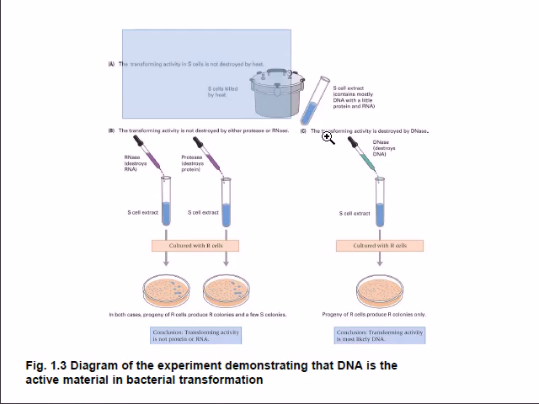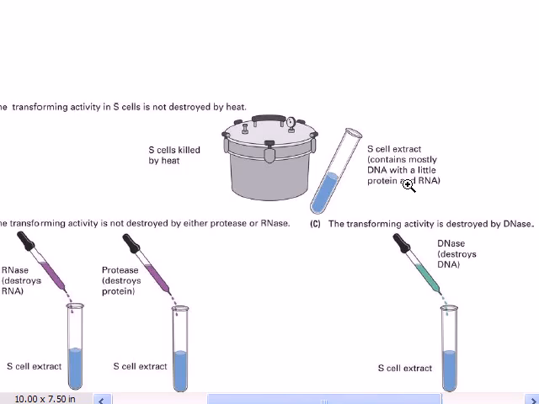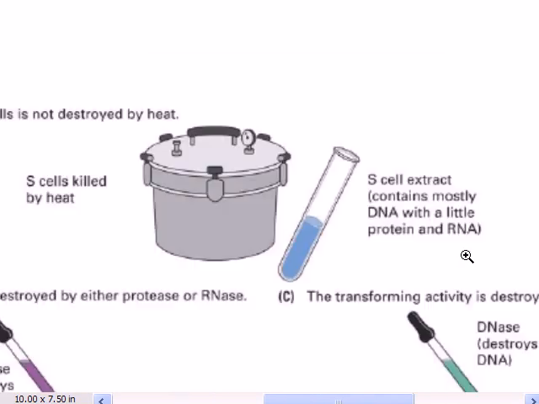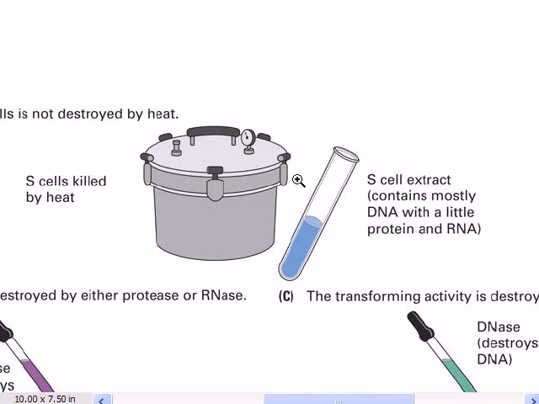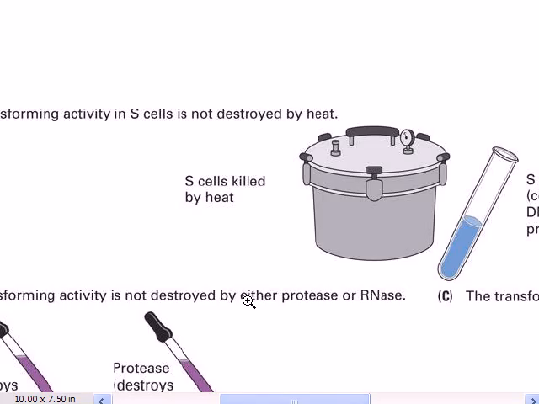There were some more experiments that were done, and this is the experiment that ultimately proved that it was DNA that was the transforming substance. The idea here is that you can destroy the S strain bacteria with heat, but you can't destroy the transforming principle. You can't destroy with heat what moves out of perhaps the S strain bacteria into the R strain bacteria.